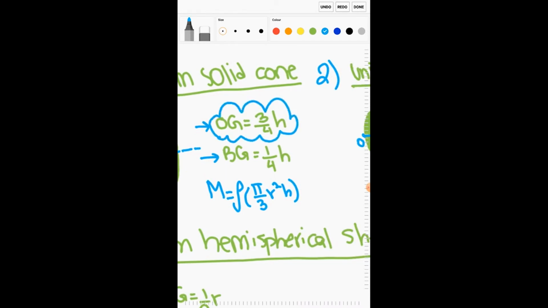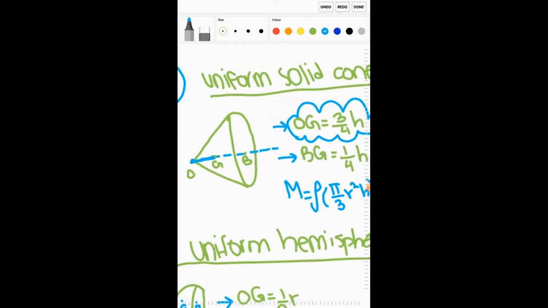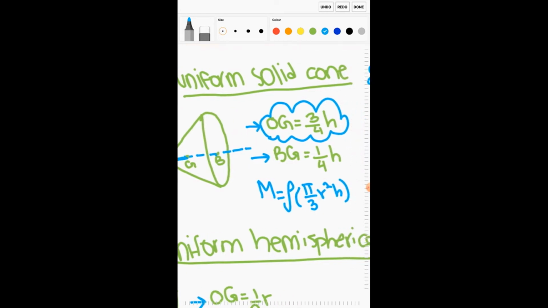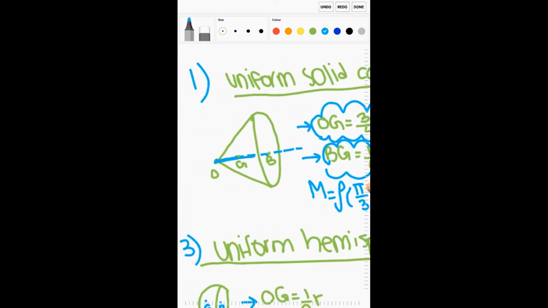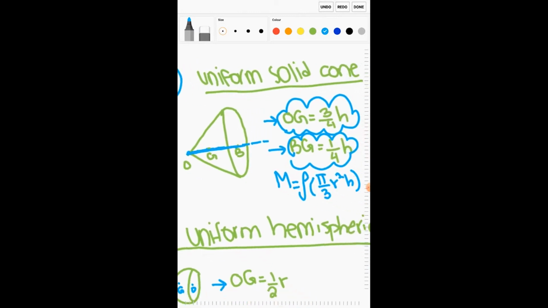But if you're trying to find it from the base, it depends which way the cone is drawn. So you need to know both formulas. It's just going to be 3 over 4 h minus 3 over 4 h, which is 1 over 4 h, because this whole thing is h. If this is 3 over 4 h, then this is going to be 1 over 4 h. I didn't really draw it exactly.